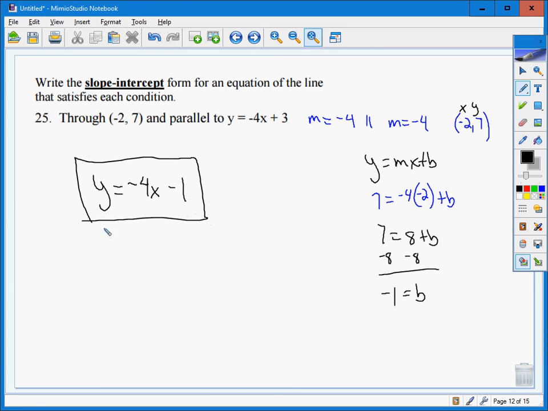I can see I've got to go back on number 25 and make that correction on the answer key because I had 15.